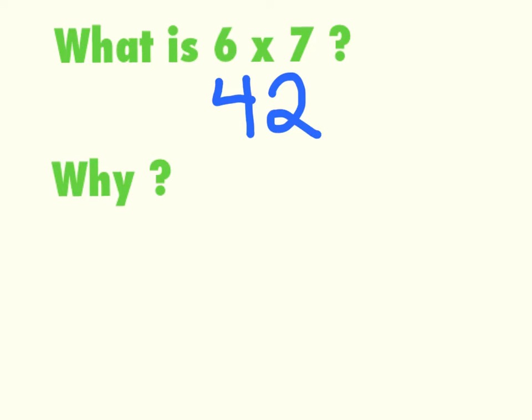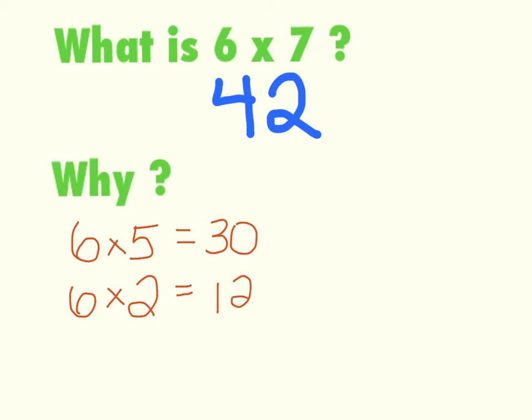When asking a student what is the product of 6 times 7 and they respond correctly with 42, the follow-up question is why. A typical response might be, well, I know that 6 times 5 is 30. The 5 times tables are more easily mastered. I also know that 6 times 2 is 12. 30 plus 12 gives me 42.